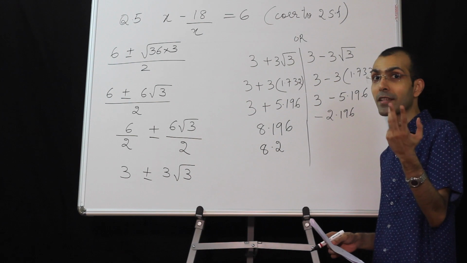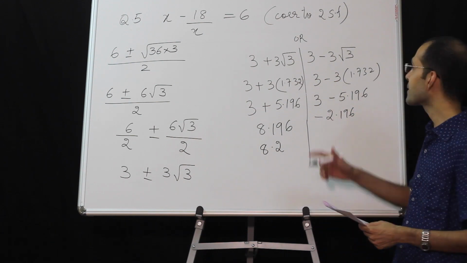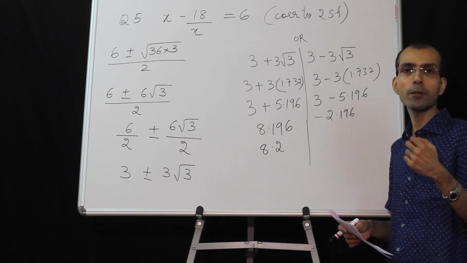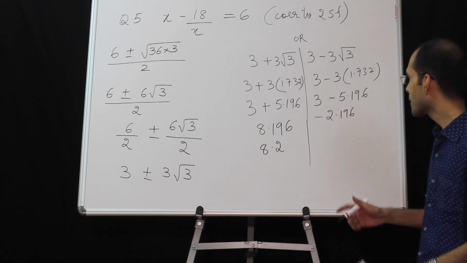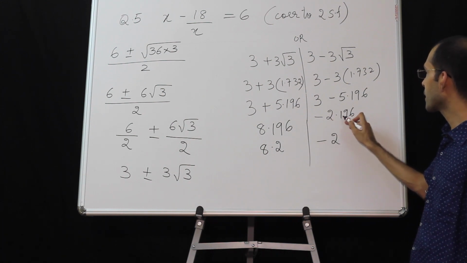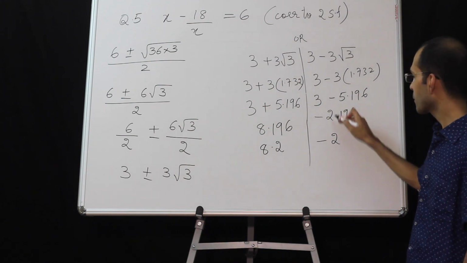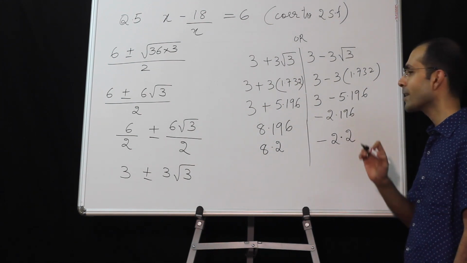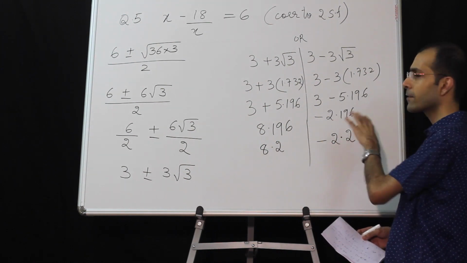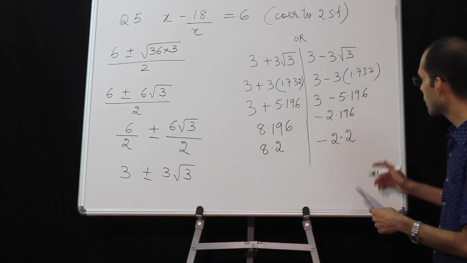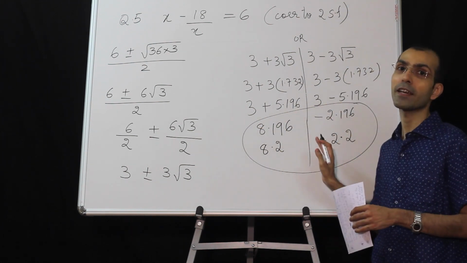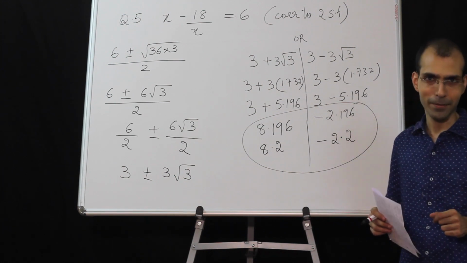8.20 will have 3 significant figures, while the question says correct to 2 significant figures. So your final answer should contain only 2 significant figures. And here it will be minus 2, first significant figure, second significant figure, third significant figure. This will increase, minus 2.2. So the answer is 8.2 or minus 2.2. Kindly note, all these 4 answers have to be shown in fair to fetch the final 1 mark.